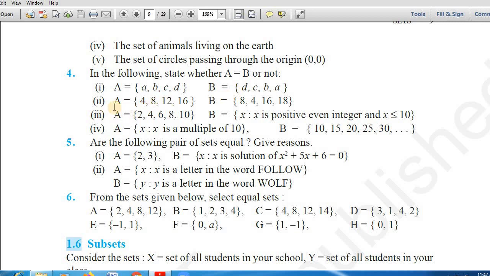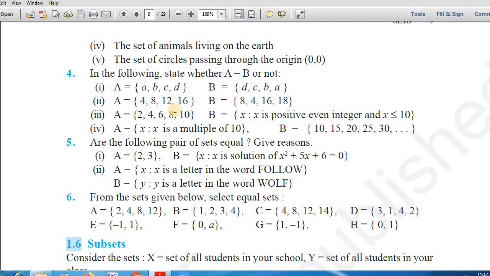In example number 2, A is the set which comprises 4, 8, 12, 16. B is another set which consists of 8, 4, 16, 18. So here A is not equal to B, because the elements are not the same. 18 is present in B, but 18 is not present in A. So after all, the elements are not the same.